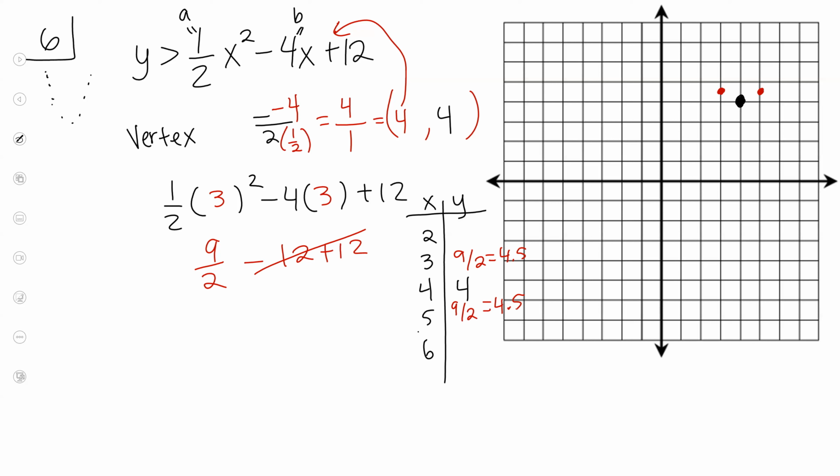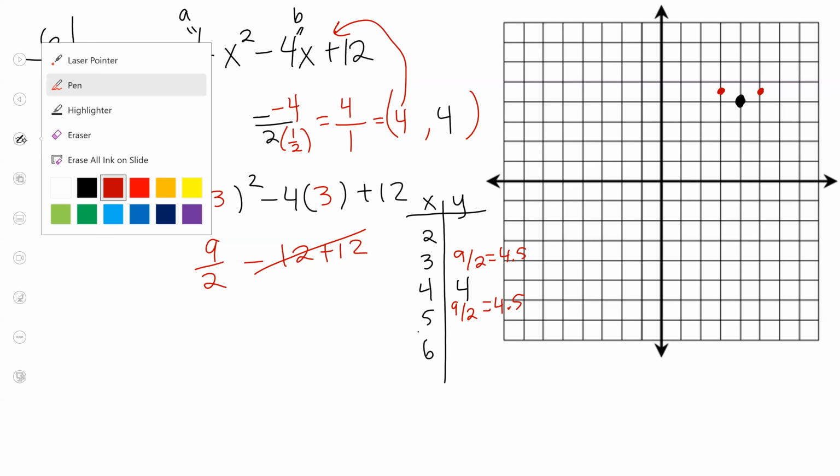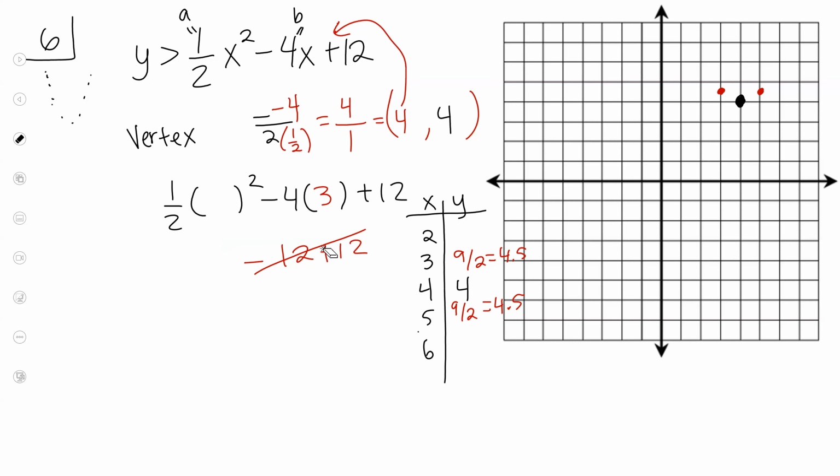Let's plug in a 2 now. Okay, plugging in 2. 2 squared is 4, and 1/2 of 4 is 2. Minus 8 plus 12. 2 minus 8 is -6. Plus 12 is 6. So for 2 and 6, if we plug it in, we'll get 6's both times. So this will be 2, 6, and this will be 6, 6. So this is my quadratic equation.